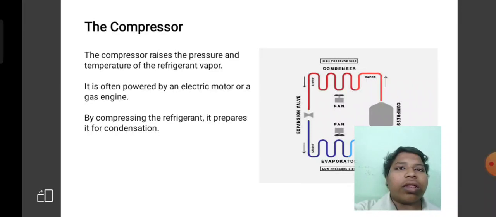The compressor. The compressor raises the pressure and temperature of the refrigerant vapor. It is often powered by an electric motor or a gas engine. By compressing the refrigerant, it prepares it for condensation.